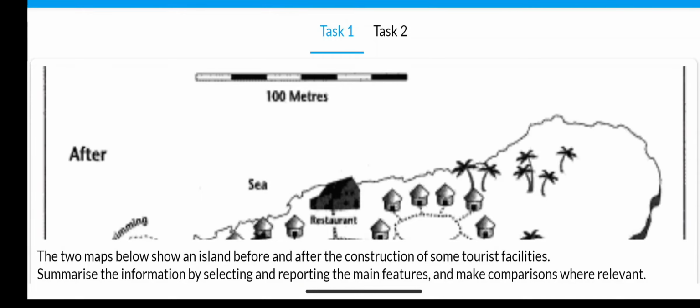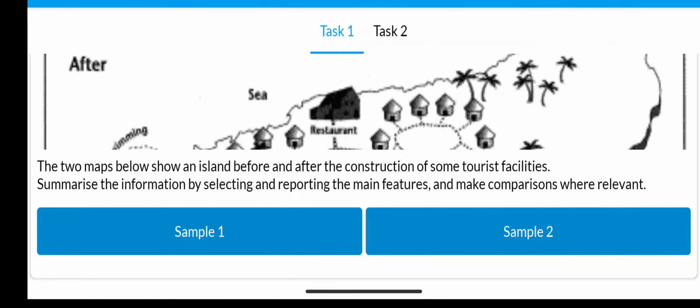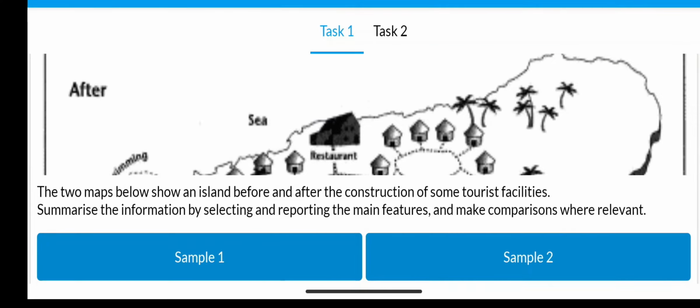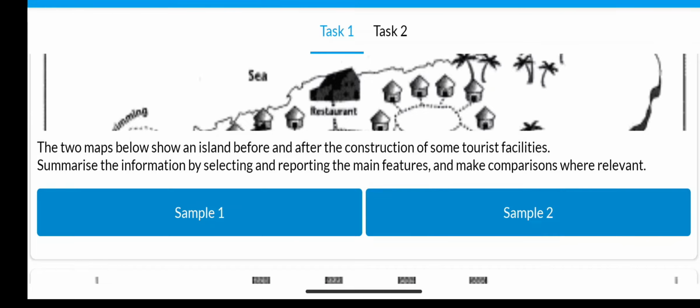Hello everyone. Today we will discuss Cambridge 9 writing task part 1. So we have two sample answers here. The question is: the two maps below show an island before and after the construction of some tourist facilities. Summarize the information by selecting and reporting the main features and make comparisons where relevant. So let's see what our sample one says.